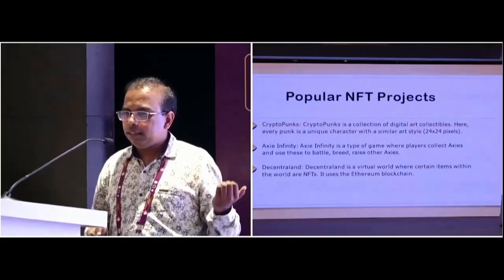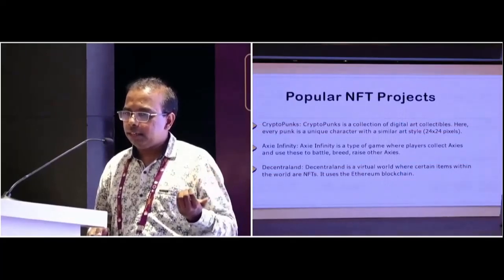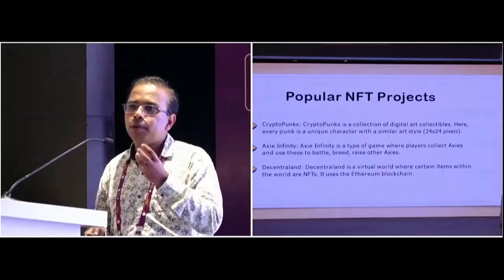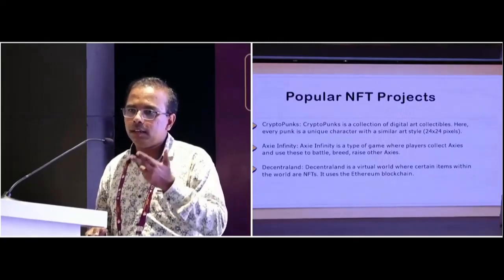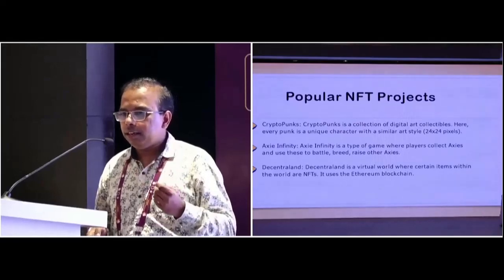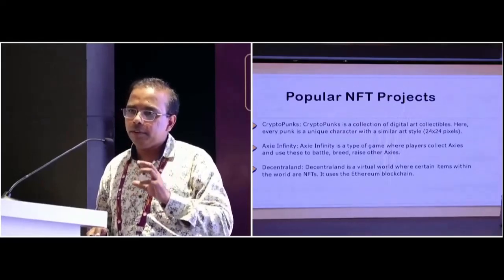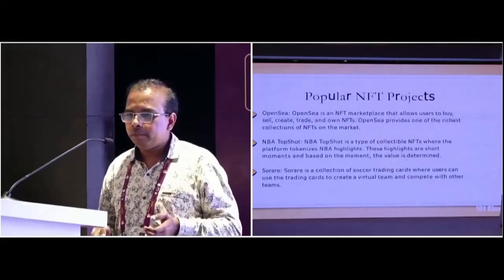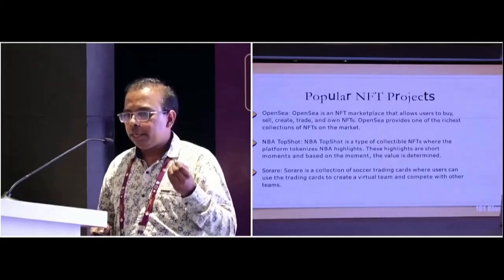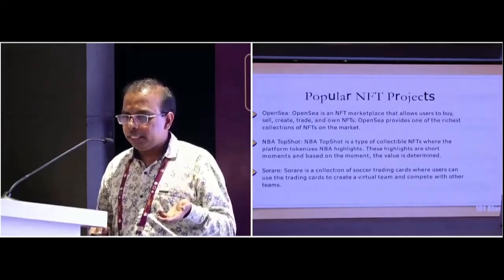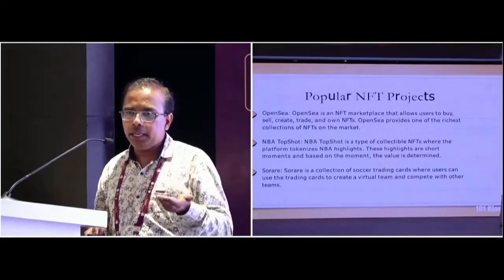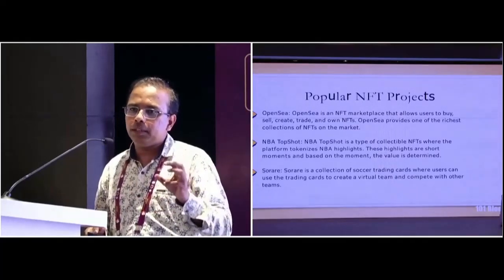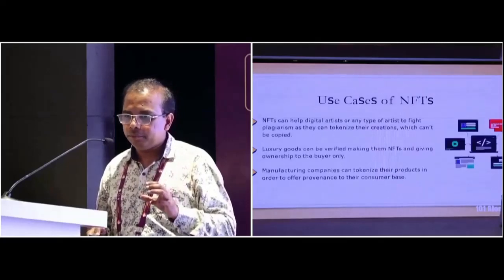So what are these? CryptoPunks is a collection of digital art. Axie Infinity is a game where you collect components of the game, like a sword, gun, or bullets. Decentraland is a virtual world where you build a house for which you collect bricks or sand, something like that. And OpenSea, where you can buy all NFTs, and NBA is for the game, NBA game you can buy, and Solitaire is soccer. So for each particular theme, we can create an NFT.